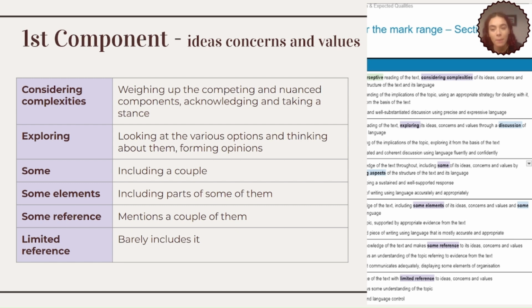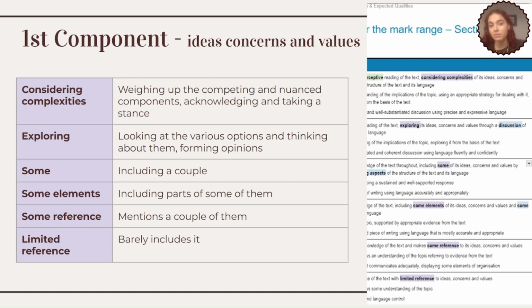You are weighing up the competing and nuanced, complex, layered components, and you are acknowledging the different ones, and you are taking a stance with evidence from the text. You are taking a stance, you know? You are looking at the competing things. Exploring, you're looking at the different options. You're thinking about them. You're forming opinions, okay? Some of its ideas, you're including some. You've mentioned a couple of things. Some elements, you've mentioned a couple of parts of them.